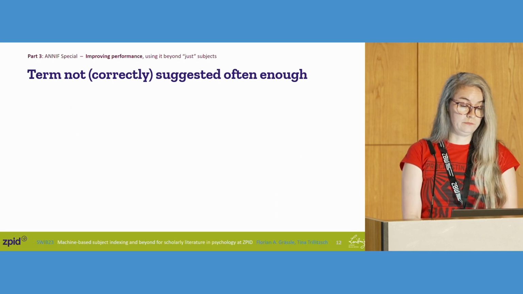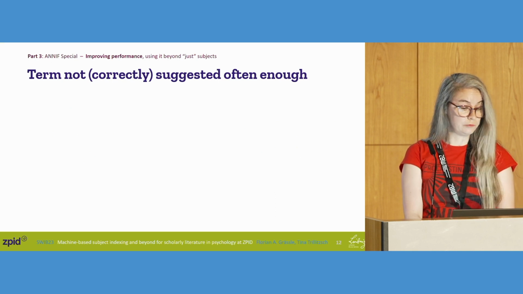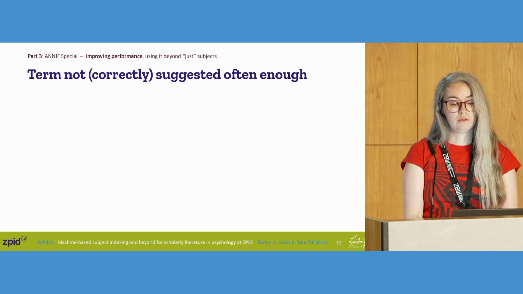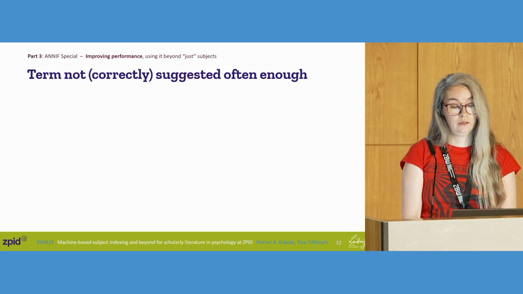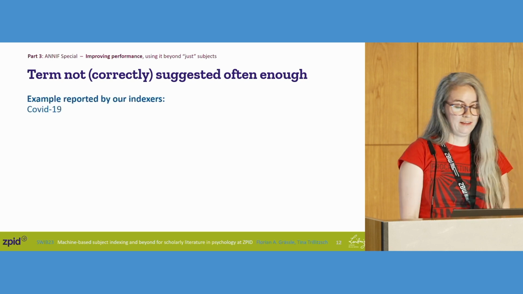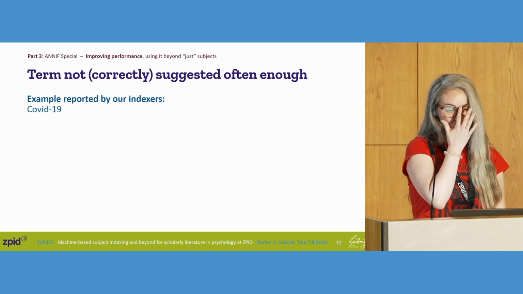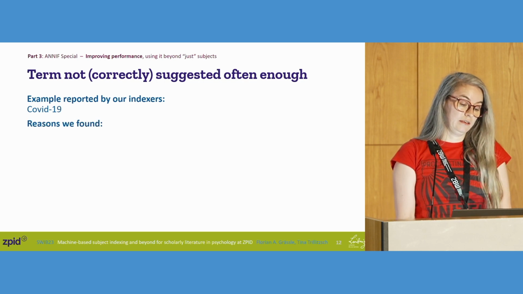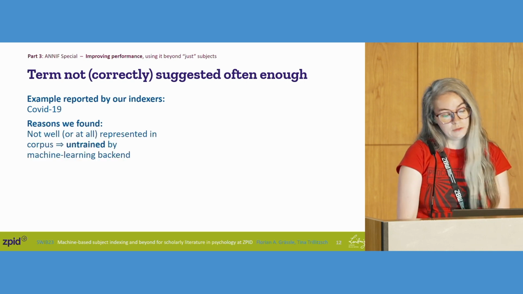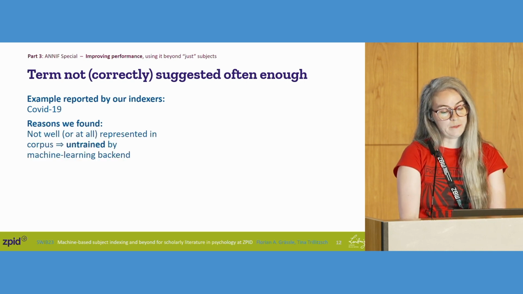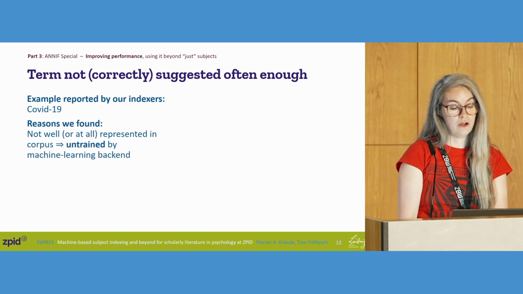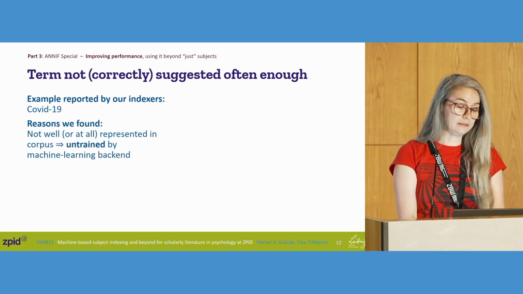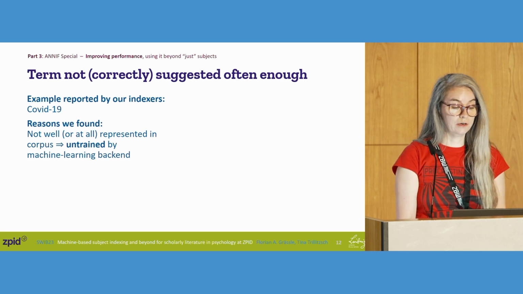The first thing about improving performance I'm going to talk about is what happens when terms are not correctly suggested often enough. One example our indexers reported to us is, of course, COVID-19. The reasons we investigated and found were that the terms that were not suggested often enough are not, or not at all, represented in the corpus. That means the machine learning backends haven't trained them well or at all.